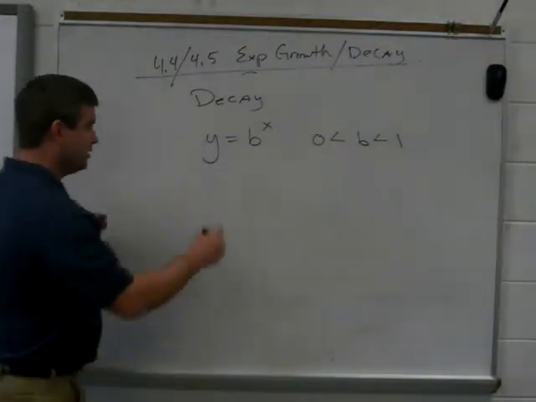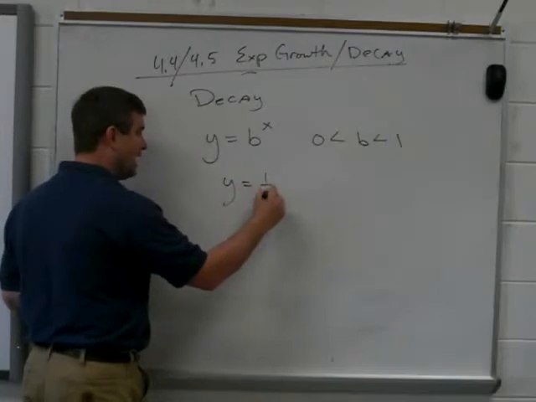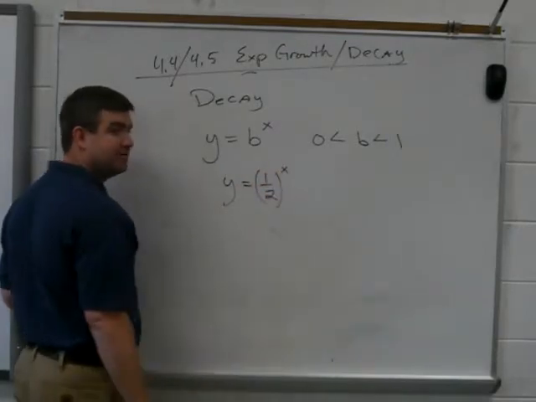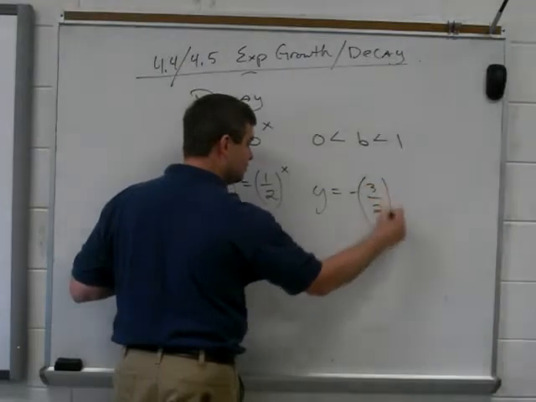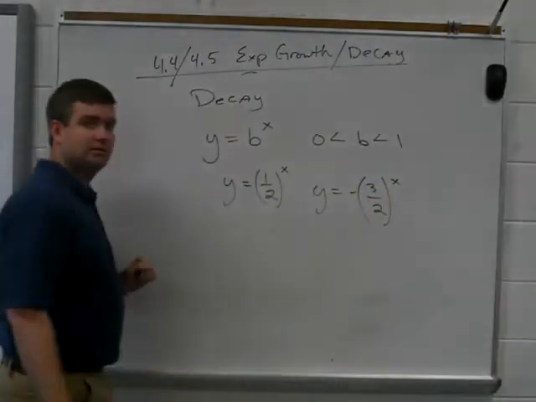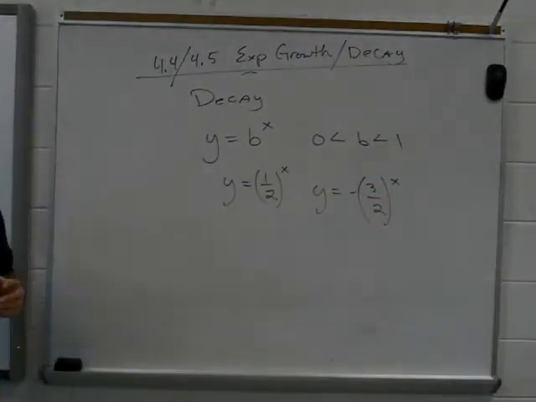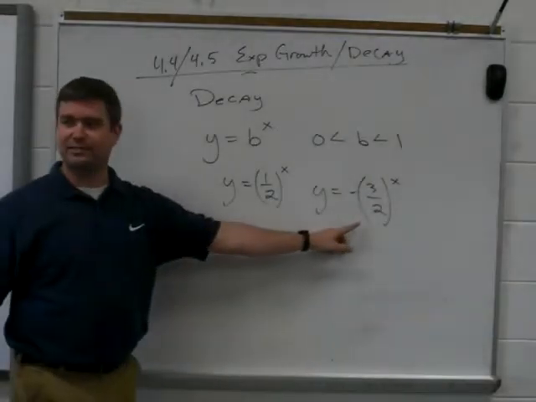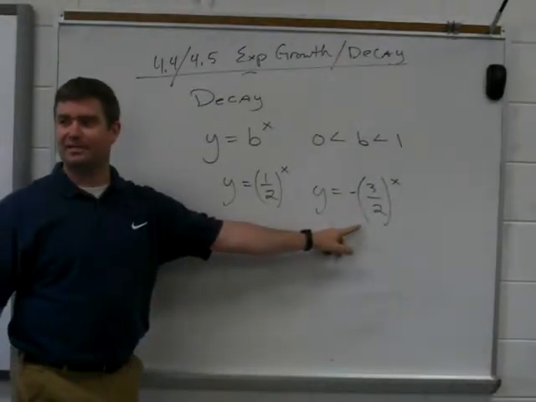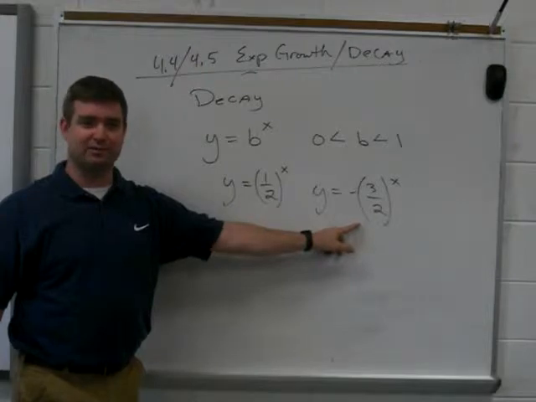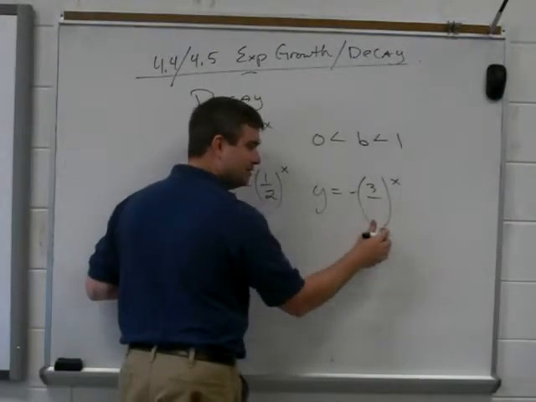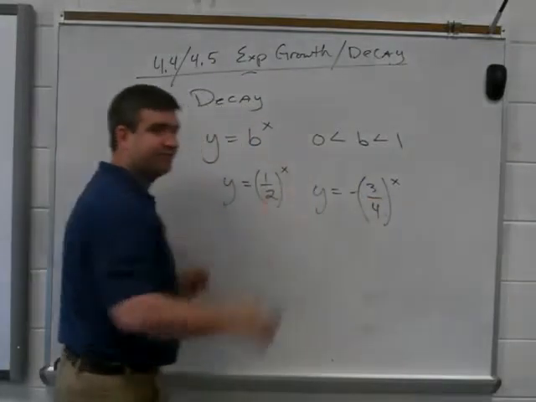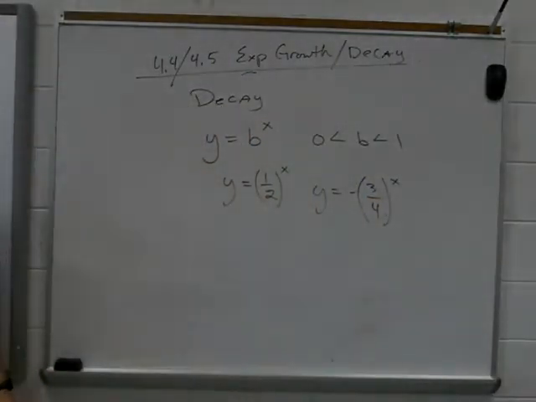What would examples be? 1/2. Y equals 1/2 raised to the x power. Y equals 3 over 2 raised to the x power. Those are both examples. No, what did I do wrong here? Somebody said 3 over 2 and I just wrote it down. It's over 1. What should I make the 2? 3 over 4. Now we got decay. Both of these are decay.